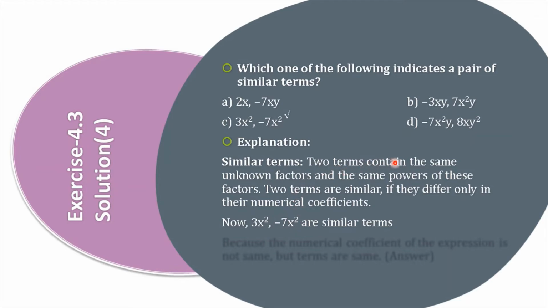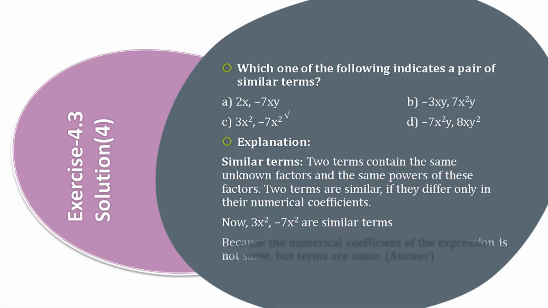they contain the same unknown factors. As you can see, x and x, that is, they contain the same unknown factors and the same powers of these factors. As you can see, x square and in here x square. That's why the two terms are similar, but the difference is in their numerical coefficient. That is not the problem.